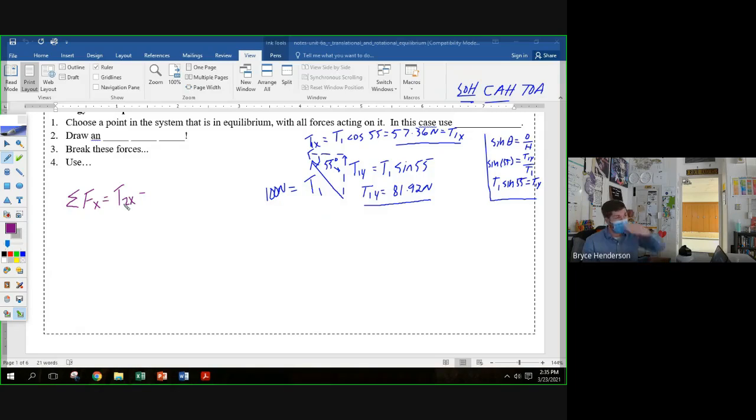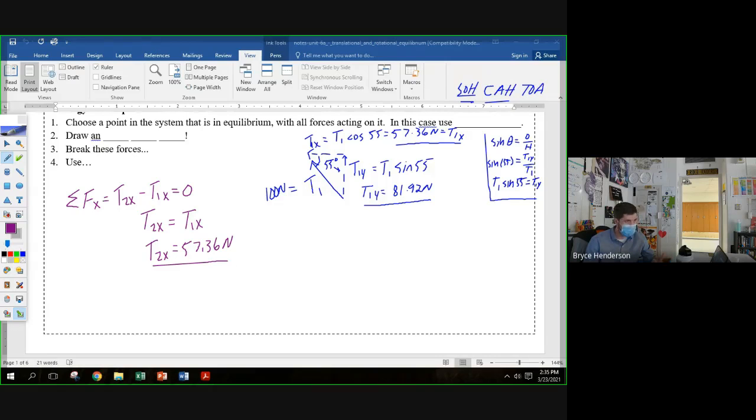Because if we just said this one's positive because it's to the right, T1x, which is to the left, we're going to have to subtract it. Exactly. But take it to the next step then, Luke. If that's the case and that's equal to 0, what does that mean about T2x, Luke? Thank you. It has to equal T1x. So this is the mathematical proof of what we said when we were looking at the diagram. That's perfect. Which means that we can actually just solve it. T2x has got to be the answer we just found, 57.36 newtons.